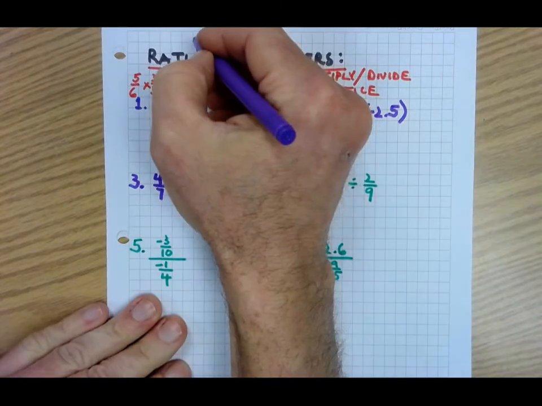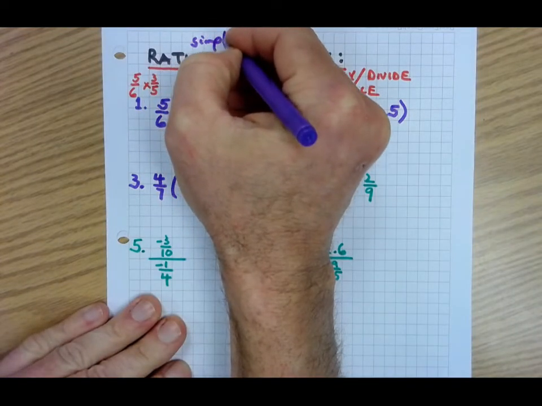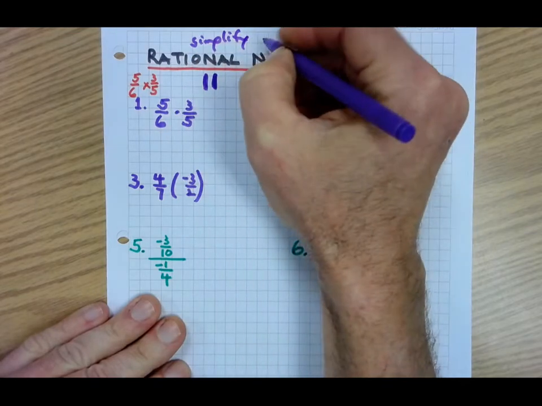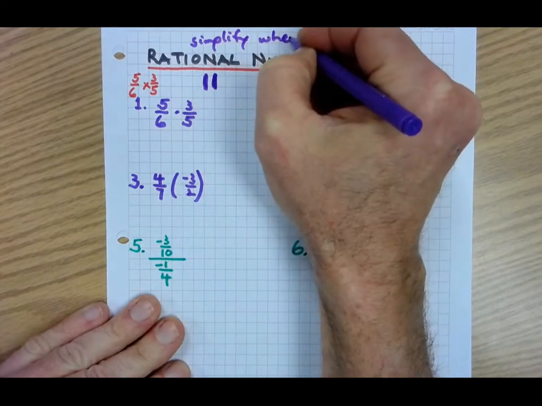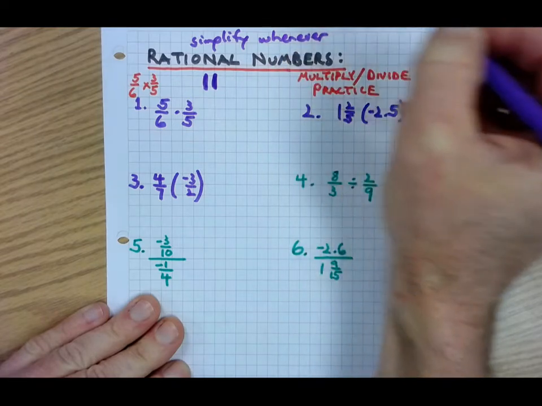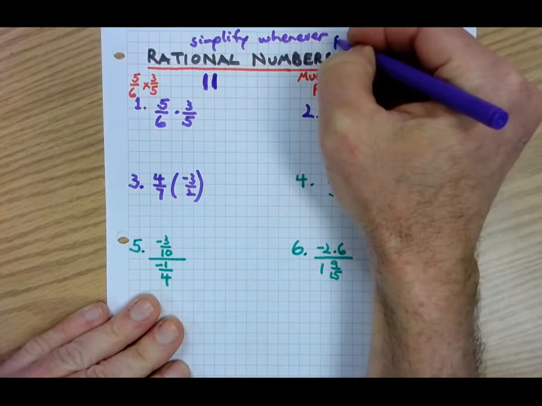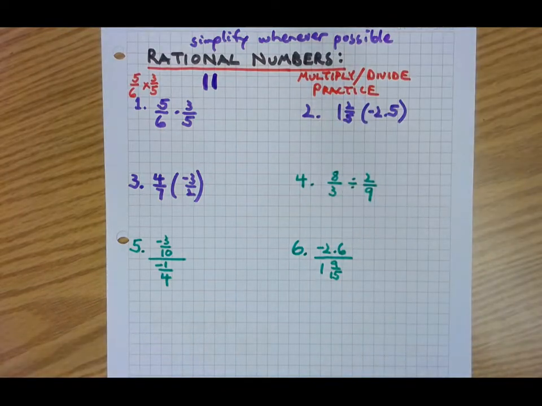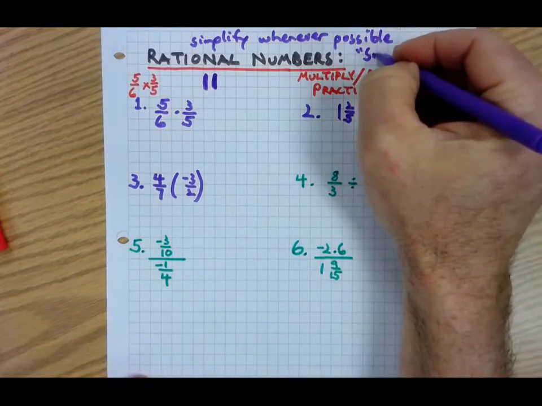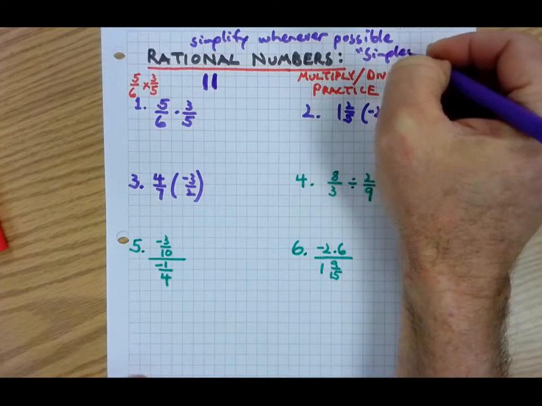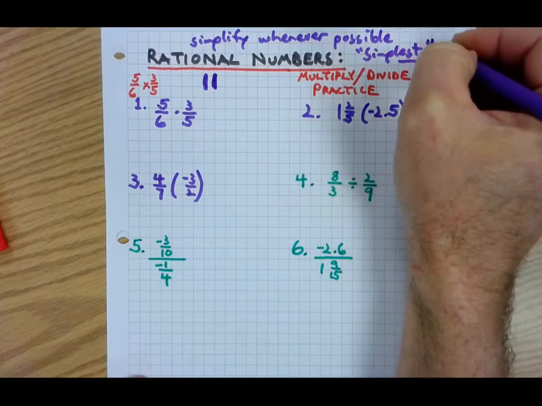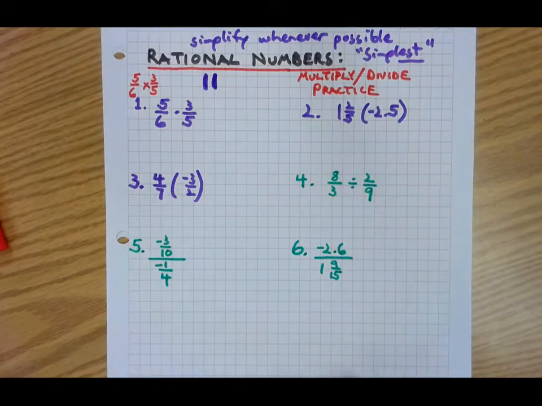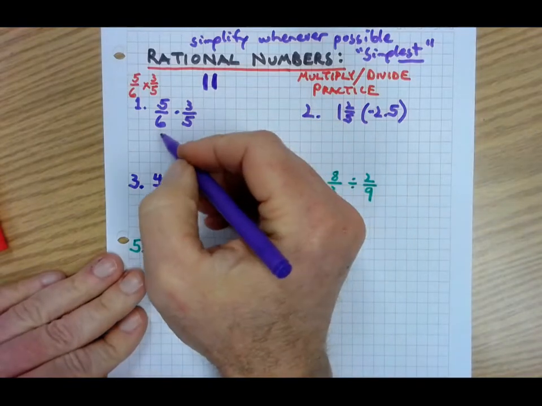I'm going to simplify. My main objective, all of these, is to simplify whenever I possibly can. I'm just seeking out opportunities. Because there's nothing worse than getting to the end of a problem with some huge numbers and then you have to simplify. We're going for simplest terms at all times. Not just simplifying, but simplesting. Simplesting? Okay.